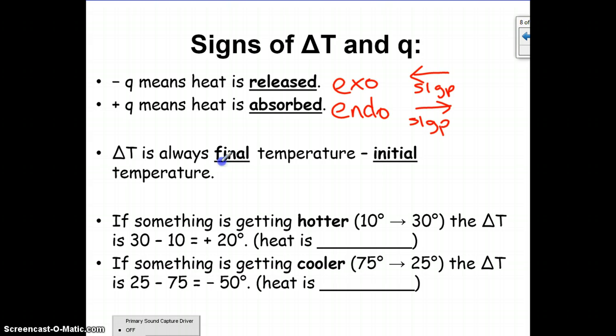ΔT is always going to be final minus initial temperature. So if something is getting hotter, going from 10 to 30 degrees, the ΔT is going to be 30 minus 10, which is positive 20. So the heat is absorbed. So that's endothermic. And if something is getting cooler, going from 75 to 25 degrees, the ΔT is going to be 25 minus 75, so negative 50, which means heat is released. Okay?